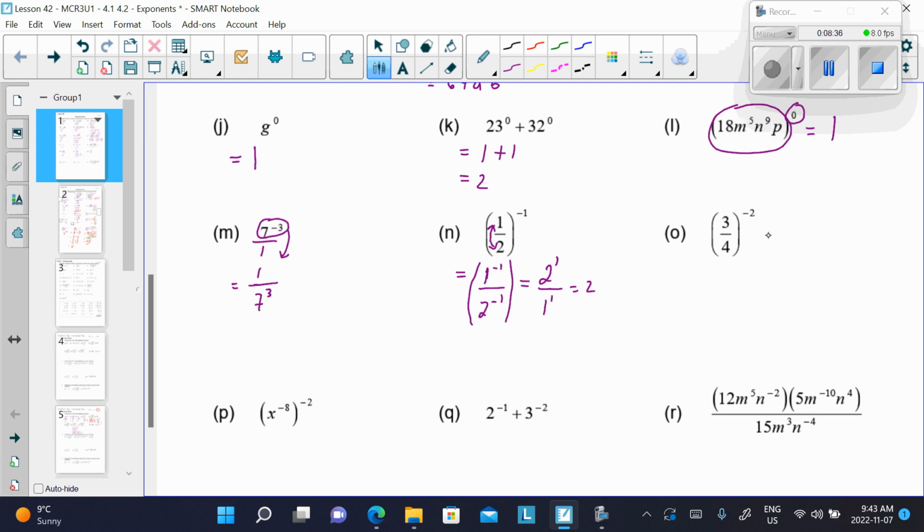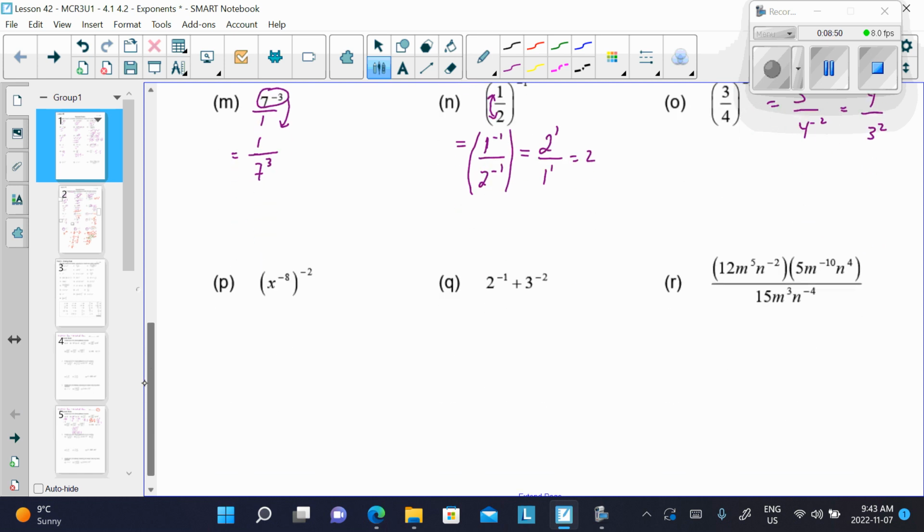Question O, same thing. This is 3 to the negative 2 over 4 to the negative 2. Switch the location so that they become positive. And we've got 3 more at the bottom here.